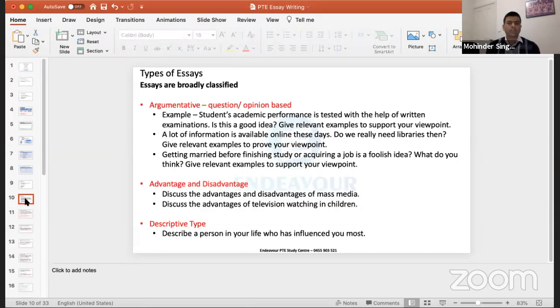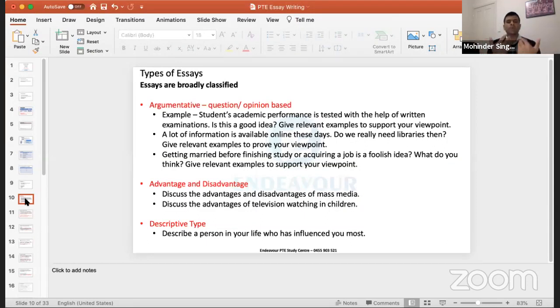Now there's another category, descriptive type. Look, it's not a knowledge-based exam, so they're not necessarily required to ask you opinion-based or advantage disadvantage type. They can even ask you descriptive type of essays. For example, describe a person in your life who has influenced you a lot. So, your role model.